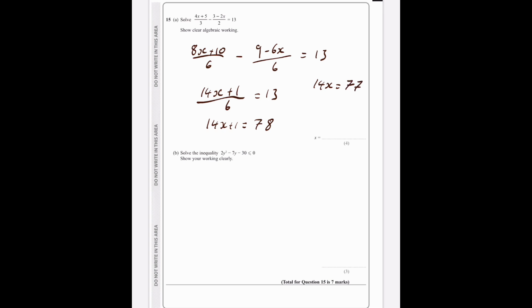The rest is straightforward: times by 6, subtract 1, divide by 14, and we get the final answer of 11 over 2, or 5.5.